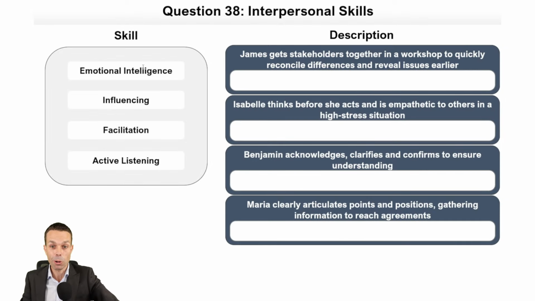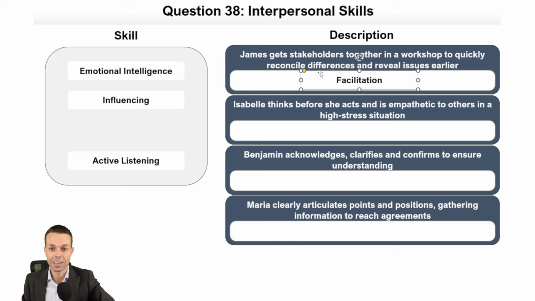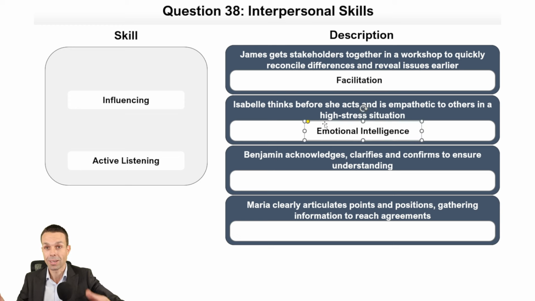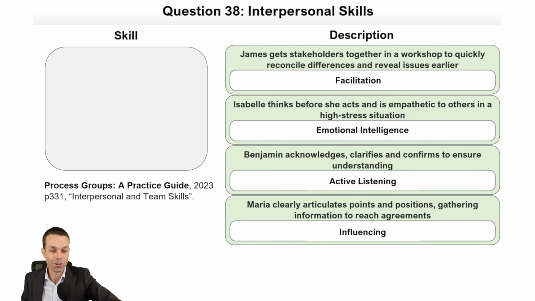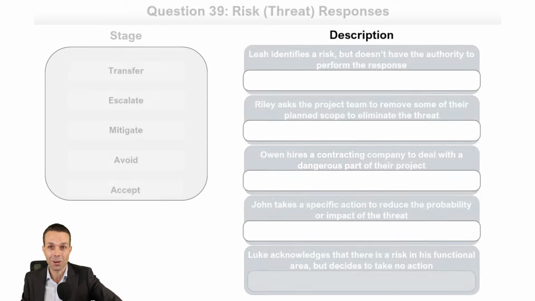Okay, let's see what we've got next. Interpersonal skills. James gets stakeholders together in a workshop to quickly reconcile differences and reveal issues earlier. James is facilitating and problem solving here. Isabel thinks before she acts and is empathetic to others in a high-stress situation. That is emotional intelligence. We're looking at our effect and other people's effect emotionally. Benjamin acknowledges and clarifies and confirms to ensure understanding. He is using active listening. And Maria clearly articulates points and positions, gathering information to reach agreements. Maria is influencing here. Let's check it out. Excellent, that's all good. Process groups, a practice guide, page 331, interpersonal and team skills. Wonderful stuff. All right, let's check out the next one.